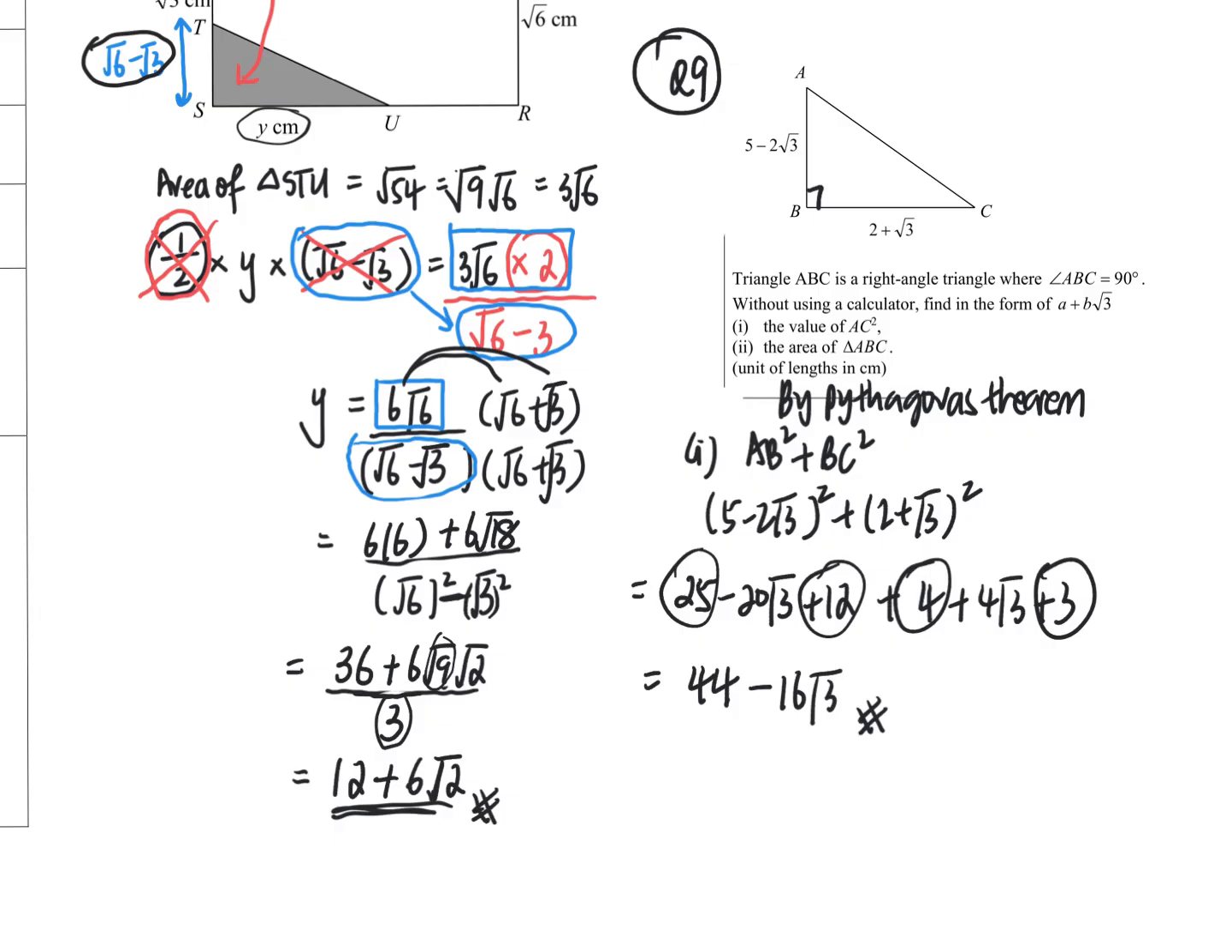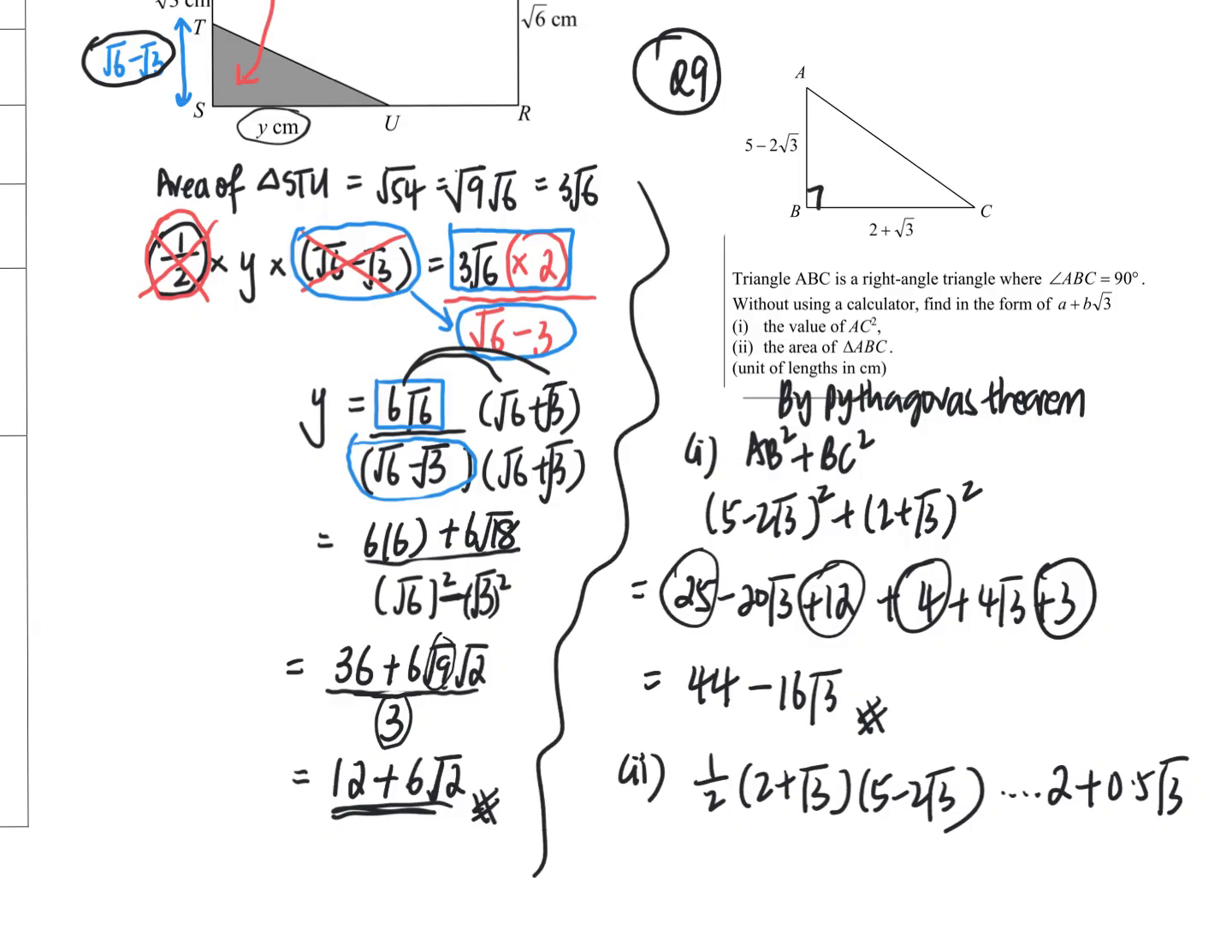Yeah, correct. Then part 2, find area. Half times base times height. So this one I think no need for me to go through, right? You just have to expand and then eventually get this as your answer. Okay, so this one I leave it.